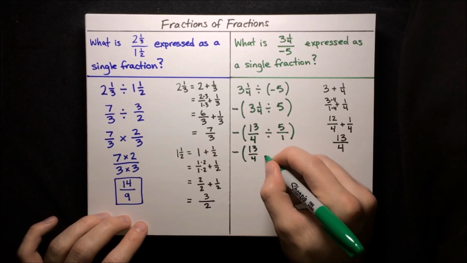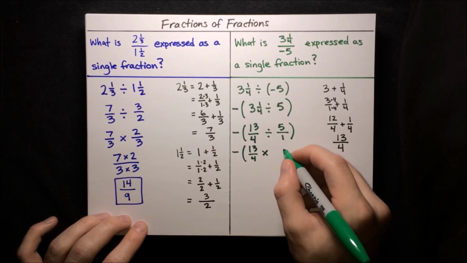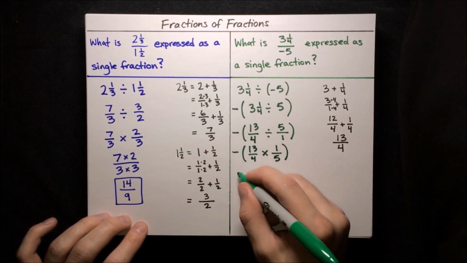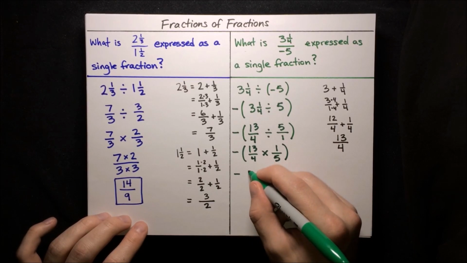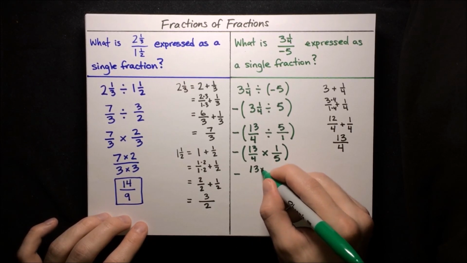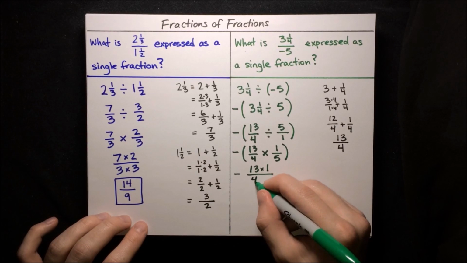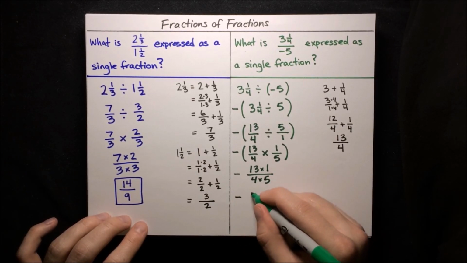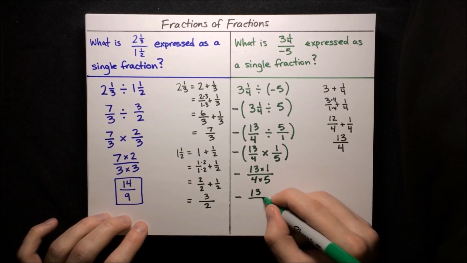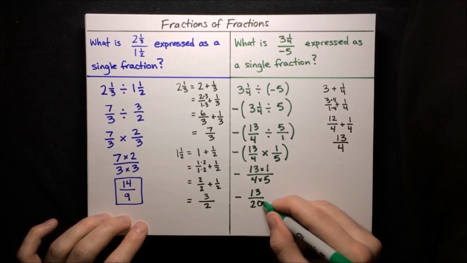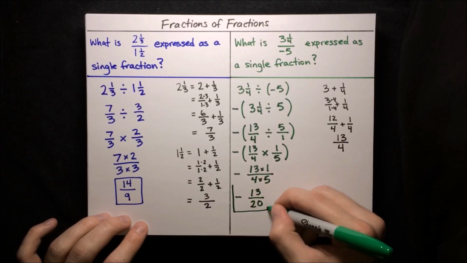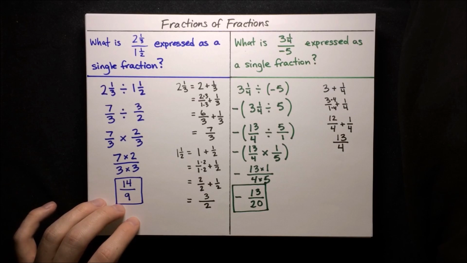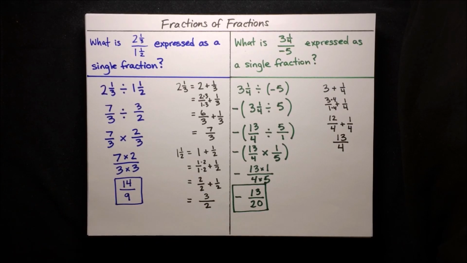13 over 4 times the reciprocal of the second fraction, 1 over 5, just switch the numerator and denominator. So negative of, just multiply straight across, 13 times 1 in the numerator, and 4 times 5 in the denominator. So negative of 13 times 1 is just 13. 4 times 5 is just 20. So there we go. Negative 13 over 20. That is our result. That's 3 1/4 over -5 expressed as a single fraction.